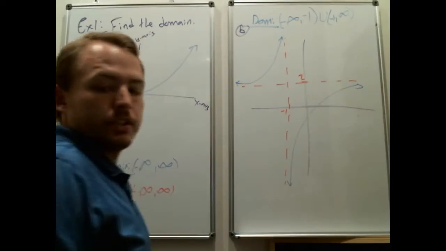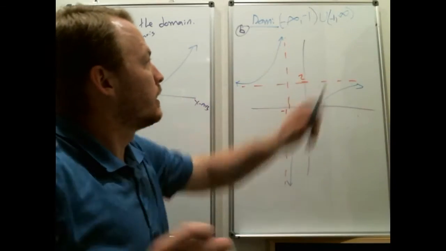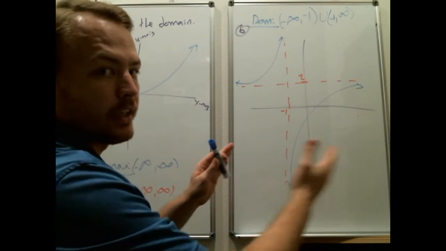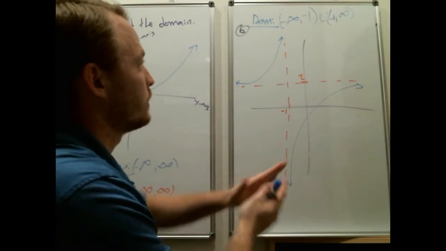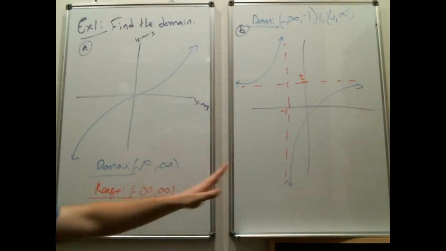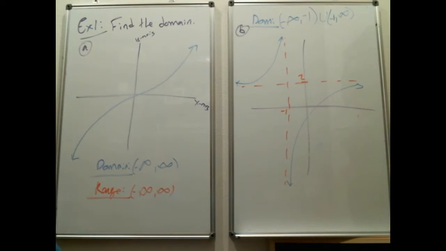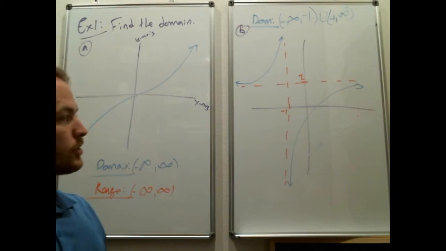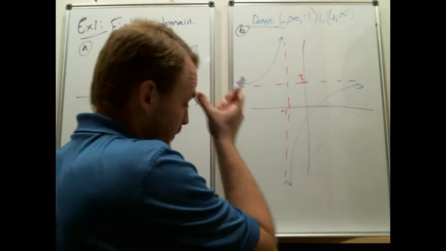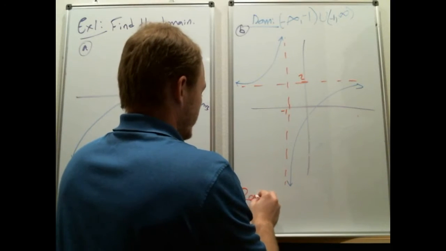So if you notice, all this is saying is that the domain is -infinity to +infinity, but we're just leaving out -1. That's why we have a parenthesis here on -1. It was never going to touch it. So that represents that line there. Now try the range. Pause the video. I'm going to go ahead and go through. The range.